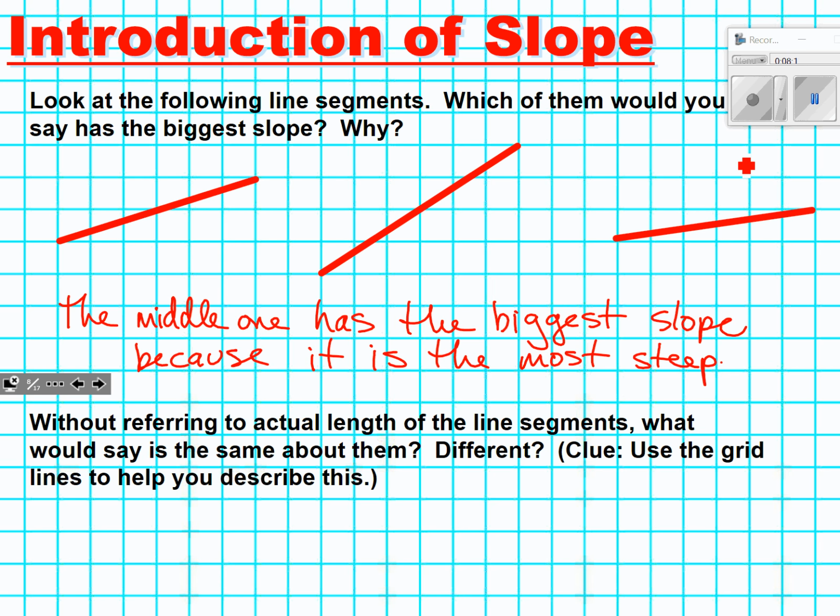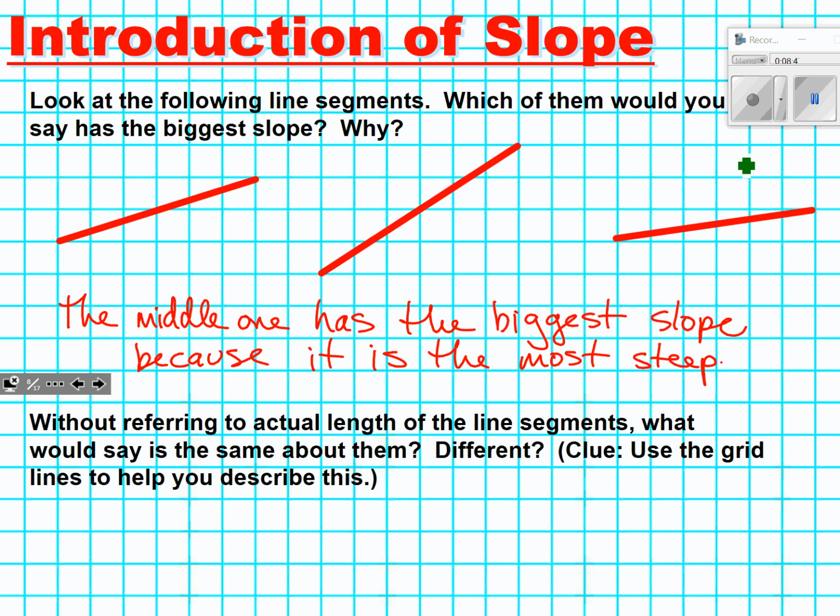Without referring to the actual length of the line segments, what would you say is the same about them? Different. Well, besides their color, we all know that they're red. What is the same about them? It's kind of hard to see. So I'm going to help you guys out. If you look at my clue, I said use the grid lines to help you describe this. To truly understand slope, you have to think of up and down, left and right.